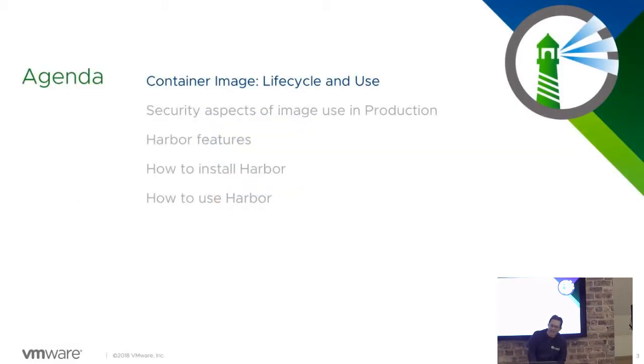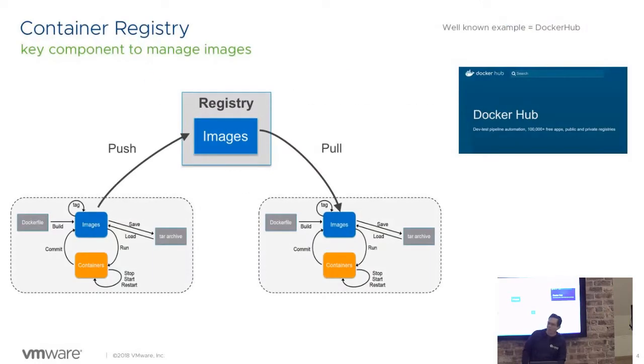The agenda today is we're going to talk about the container image lifecycle. Let me get right into it. So the way you typically use containers is that you would develop these things as a developer on your desktop, build your Dockerfile into images, publish it in something called a registry. The typical example of this that most people are familiar with is Docker Hub, but there are others, and we're going to talk about one of the others today.